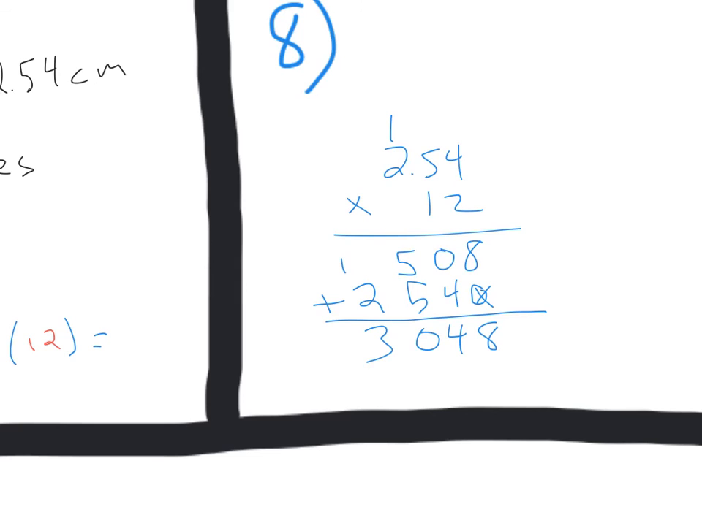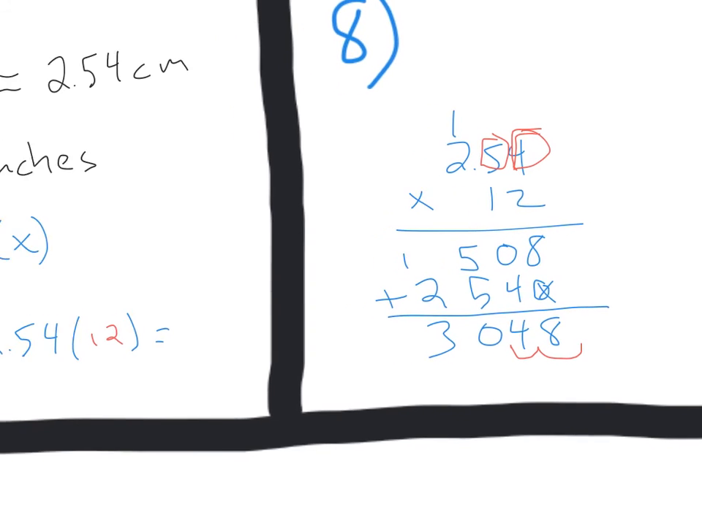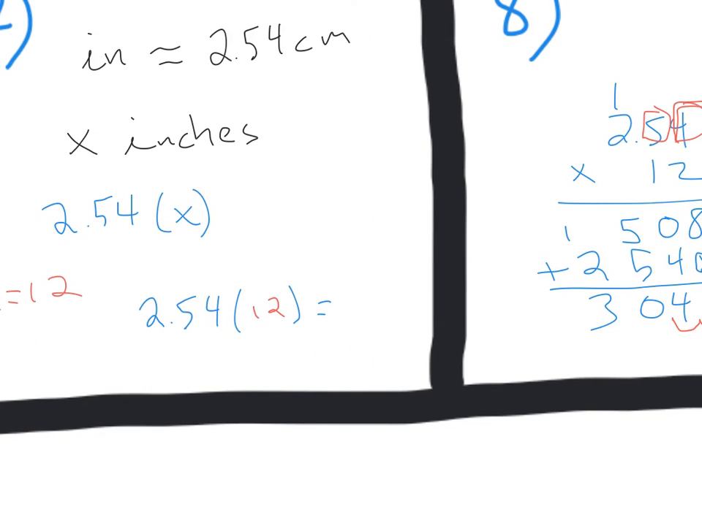We have to move our decimal based on how many numbers are to the right of our decimal. And here we've got 1 number and 2 numbers right there. So we're actually going to move that decimal twice. Boom, boom, which means our answer is 30.48 centimeters.